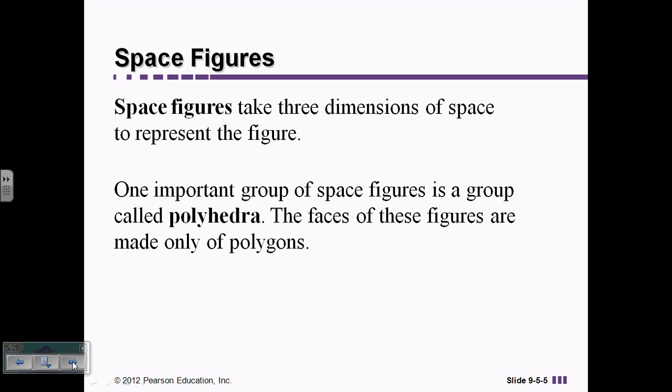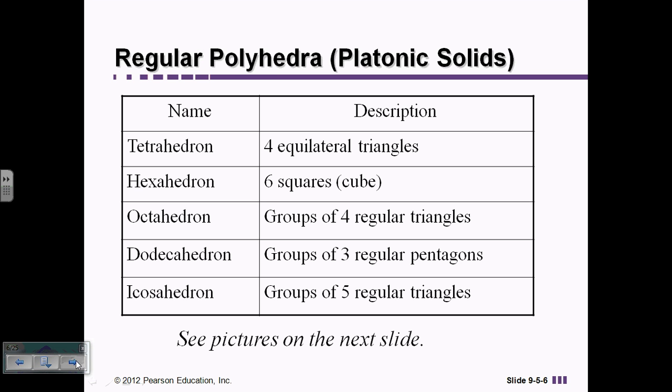A pyramid is an example of a space figure, as are a cone, a cylinder, a fish tank, or a rectangular prism. One important group of those are called the polyhedra, and these are shapes that are only made up of polygons. Some of the different shapes that you might see are a tetrahedron, which is made up of 4 equilateral triangles, and there are pictures of these on the next slide.